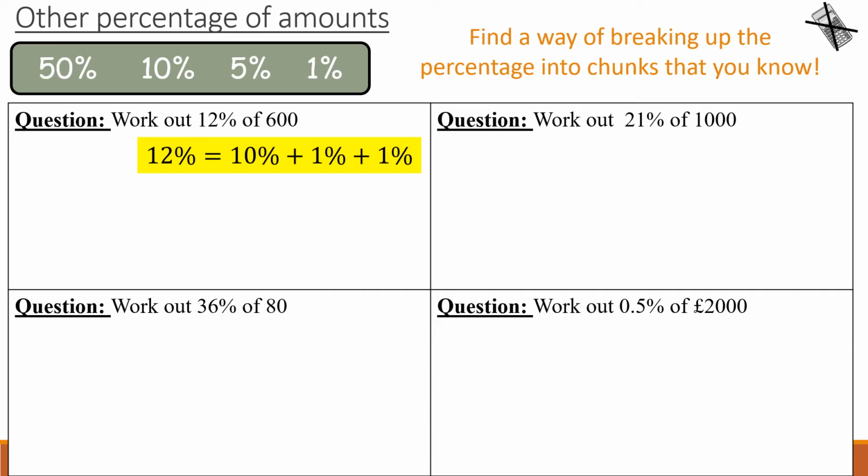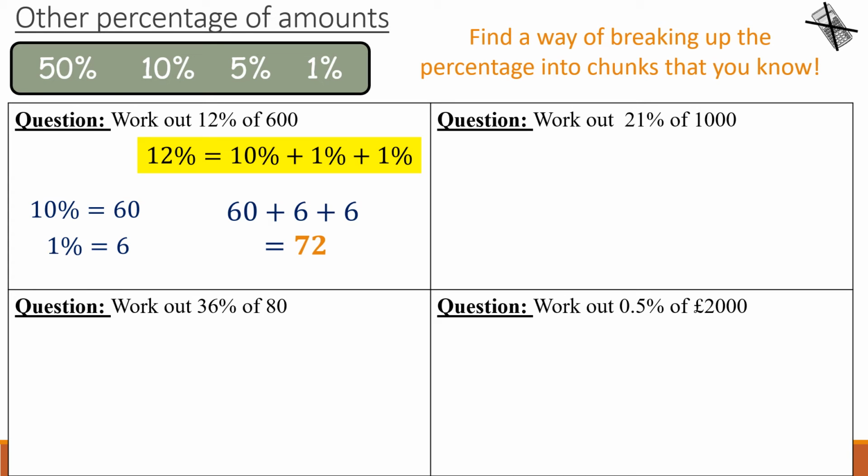I'm going to work out 10% of 600 first, which is going to be 60, divided by 10. And then I'm going to work out 1% of 600, divided by 100, which is 6. Remember, I'm always going back to my original amount here when I work out my percentages. And then I've said 12% is 10% add 1% add 1%. So I'm going to do 60 add 6 add 6, which is 72. And I've worked out my final answer.